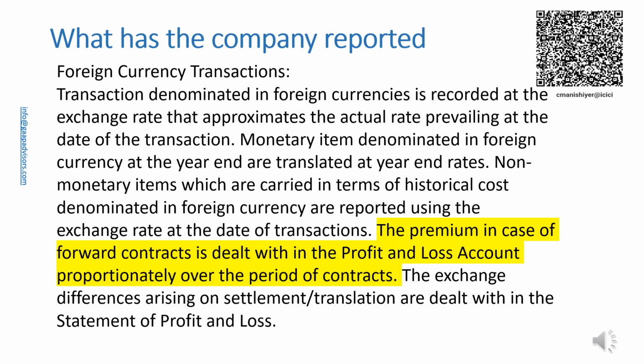A listed company has disclosed accounting policy on foreign currency transactions as shown in this slide. The company has stated in the policy on foreign currency transactions that the premium in case of forward contracts is dealt with in the profit and loss account proportionately over the period of contracts. This is not in accordance with Ind AS 21 and Ind AS 109.